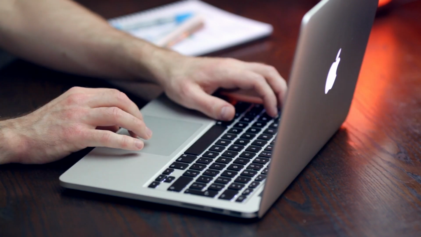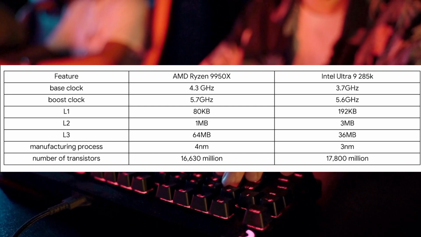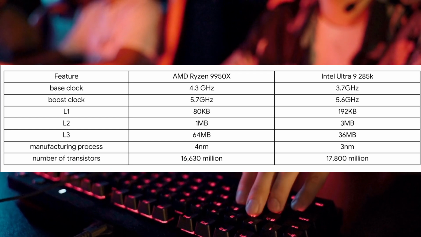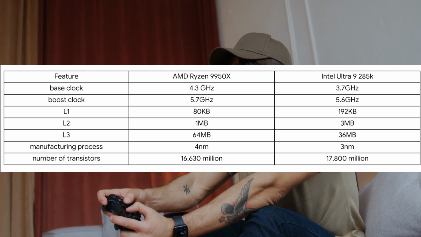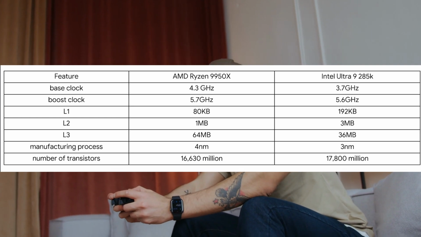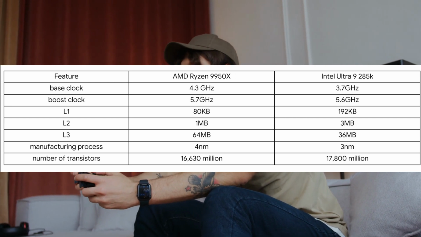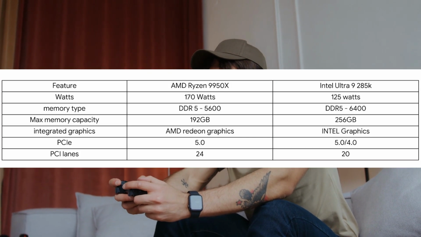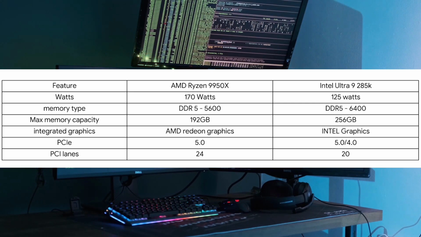Ryzen 9950X base clock is 4.3 GHz and boost clock is 5.7 GHz. Intel base clock is 3.7 GHz and boost clock is 5.6 GHz. Comparing the size of the chiplet, I noticed the AMD chiplet size is significantly smaller than Intel's. The transistor count of AMD is 16 billion 630 million. On the other hand, Intel is 17 billion 800 million. Max power consumption: AMD Ryzen 9950X 170 watts and Intel Ultra 9 285K 125 watts.